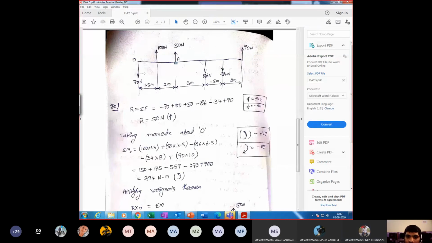Can I write 70 into this distance? 70 into, I want to bring that 70 force to point A. How does it have to travel? The clockwise direction, anti-clockwise direction?